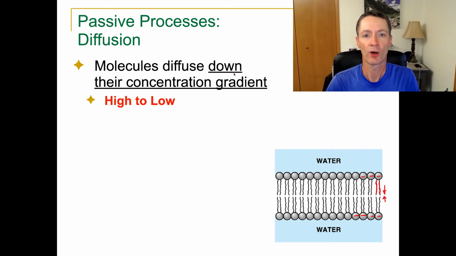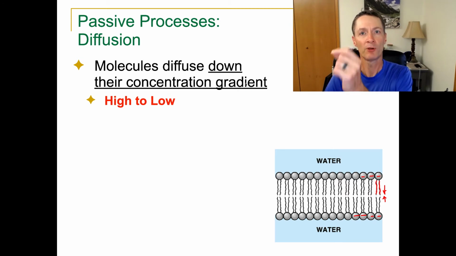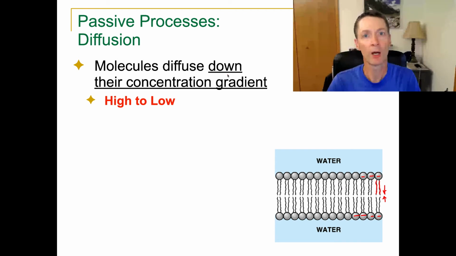This is a concentration gradient, that perfume or cologne molecule moving through the air. Well, molecules like that move in a water environment as well, from high to low. And if it doesn't require energy, you don't have to put in energy for that perfume molecule to move, then we say it's a passive process.